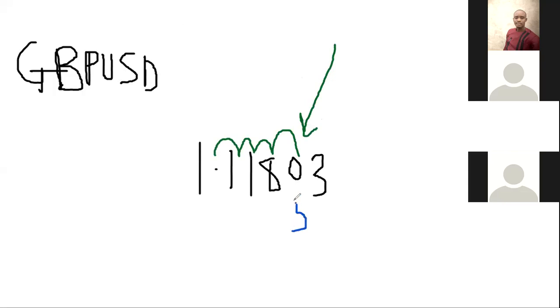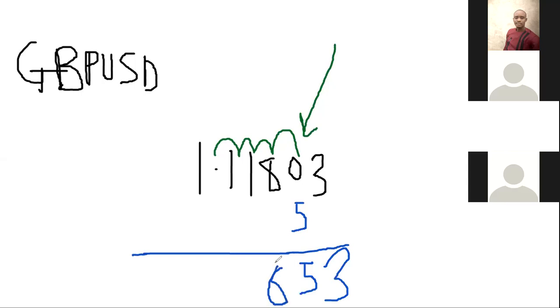He's expected to come here and add his 5 pips to this. So this will now be 3. 0 plus 5 is 5. 8 comes down. Then you have 1.11853. So this man has successfully added 5 pips to that exchange rate.